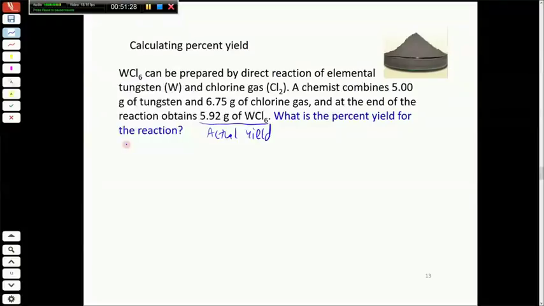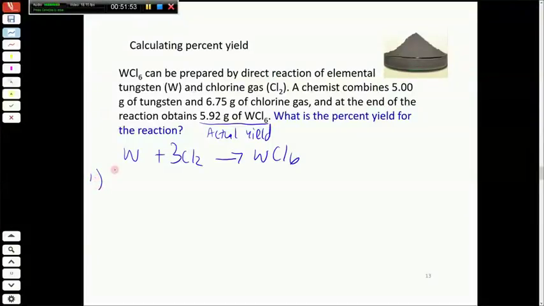So we need a balanced reaction: tungsten plus Cl2 to make WCl6. This one's pretty easy to balance. We just need a coefficient of 3 in front of Cl2. That gives us 6 chlorines on both sides, and one tungsten on both sides. So that's the chemical equation, and then as I said, we have to go through and figure out which one's the limiting reactant.